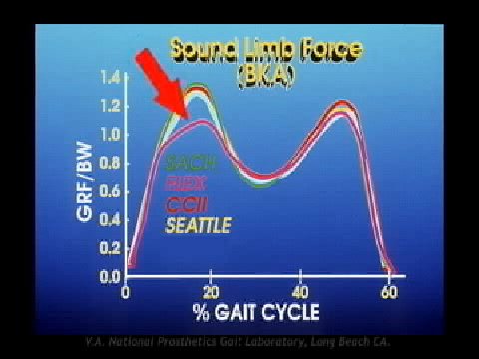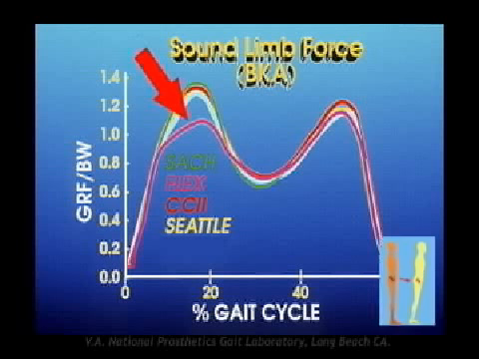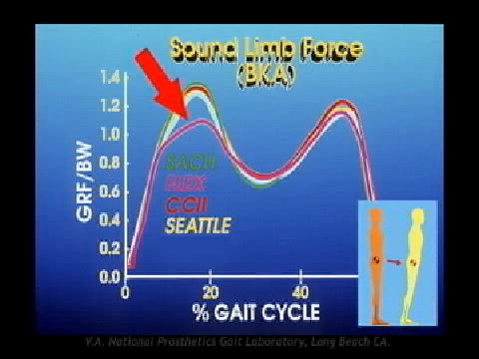The decrease in the vertical force is attributed to the reduced elevation of the center of gravity in late stance provided by the increased dorsiflexion.